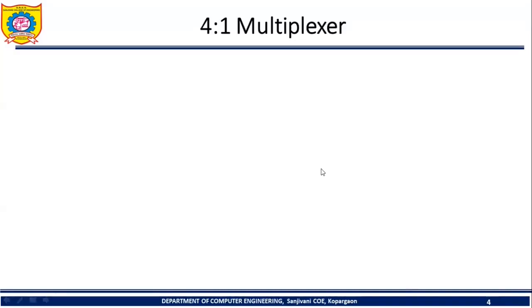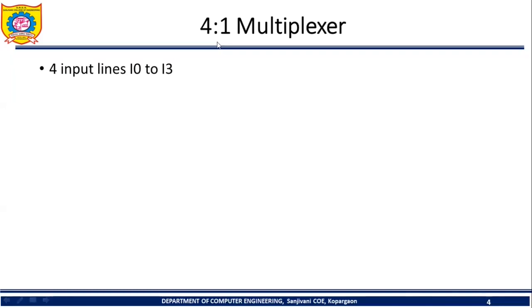Now let's discuss the next type of multiplexer, that is the 4:1 multiplexer. As the name indicates, in a 4:1 multiplexer we will have a total of 4 input lines and 1 output line. So let's assume that the 4 input lines are labeled I0 to I3. Now in a multiplexer we have seen that along with the input lines, the data input lines, we also have select lines. So how many select lines should be present in a 4:1 multiplexer?